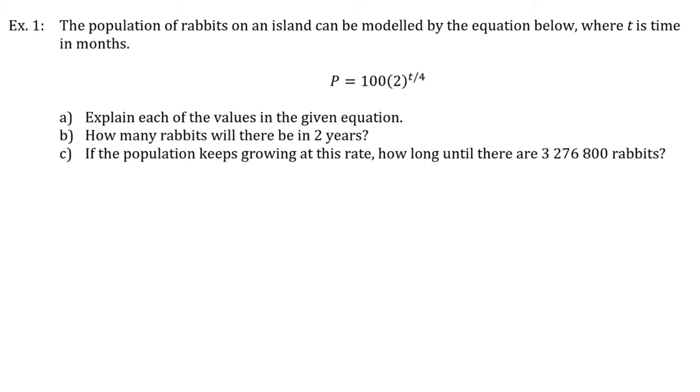Population of rabbits on an island can be modeled by the equation below. You can see it there. T is time in months, and capital P is the population of rabbits. How many rabbits, right? It's not written up there, but hopefully that's kind of obvious in this case. So question A says, explain each of the values in the given equation.